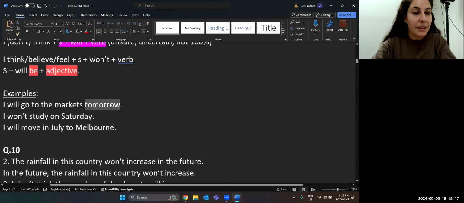So we can put the time at the end, or we can put it at the beginning. Tomorrow, I will go to the markets. Next week, I will go to the markets. Okay, so remember we call this the time phrase, and it tells us when the action is going to happen. So I can put it at the end of the sentence or at the beginning of a sentence.